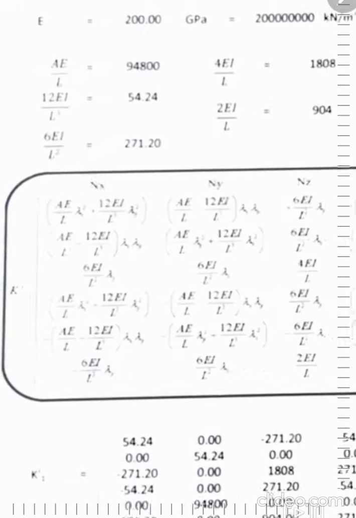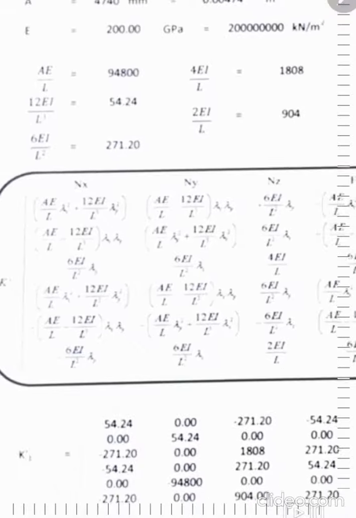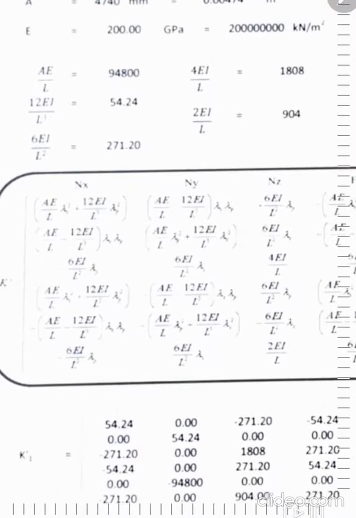This is the K matrix of a frame. EI is constant, and the length is only of the beam that you want to work on. You take only the length, and here we have lambda y square, and here lambda x square, lambda x and lambda y.